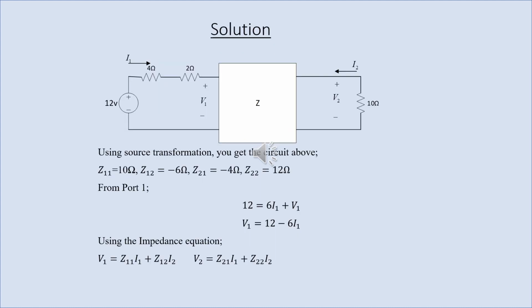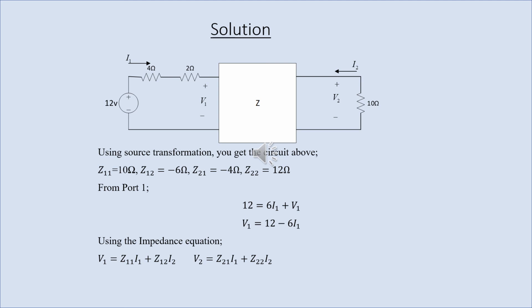So using the source transformation, here is the circuit that we will get, and from this same circuit we can find our V1 using KVL, that is Kirchhoff's voltage law. The voltage across the loop on my left-hand side will be 12 equals 6 I1, that is 4 plus 2, giving us 6 I1 plus V1.